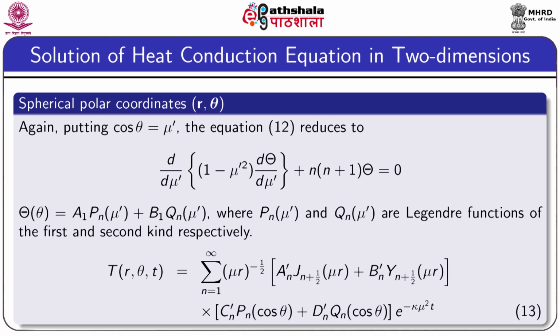If we substitute the values of capital R, capital Theta and tau, and use the principle of superposition, we obtain the solution of the original equation as capital T equals sum over n (mu r) to the power minus half into (a_n dash J_{n+half}(mu r) plus b_n dash Y_{n+half}(mu r)) into (c_n dash P_n(cos theta) plus d_n dash Q_n(cos theta)) into e to the power minus kappa mu square t. So this is our required solution.